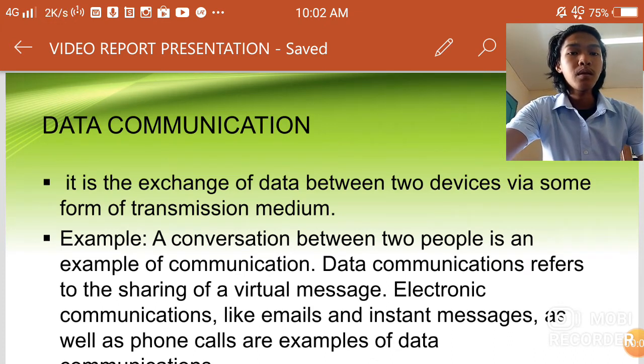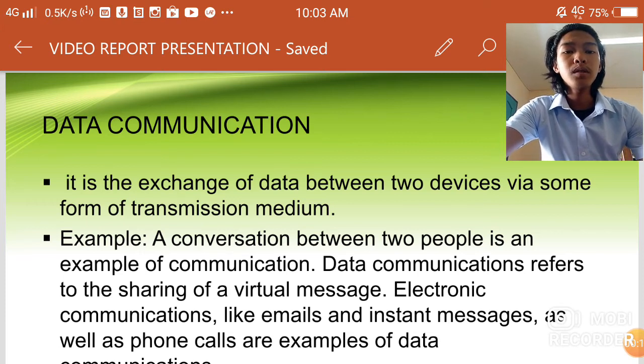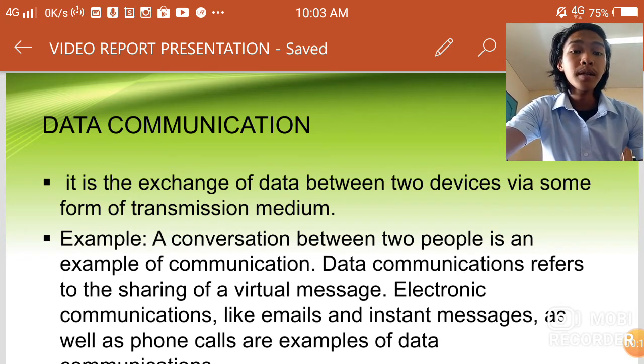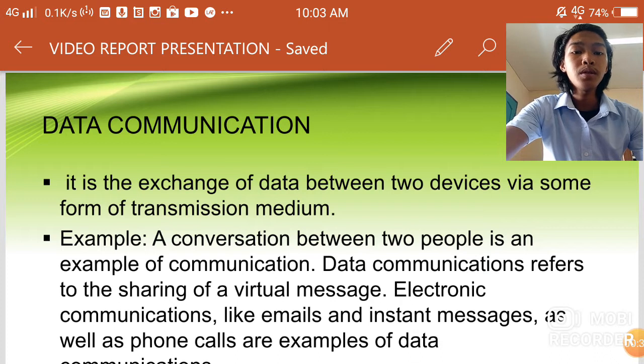Today, I will report on data communication. Okay, let's start. Data communication is the exchange of data between two devices via some form of transmission medium. An example of data communication: a conversation between two people is an example of communication.